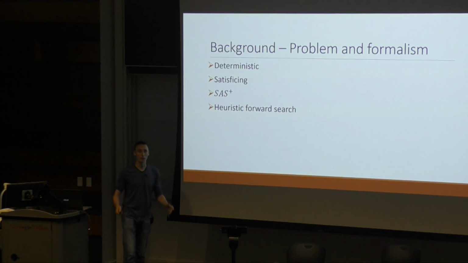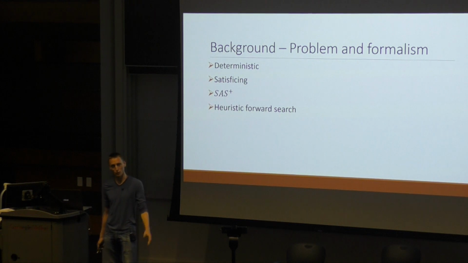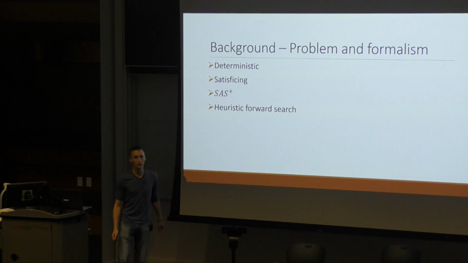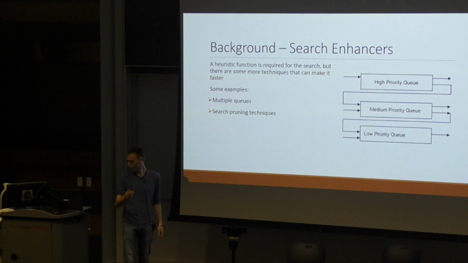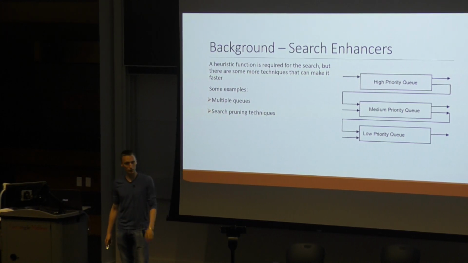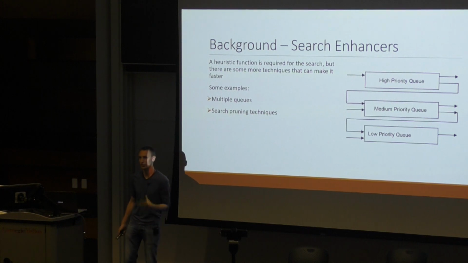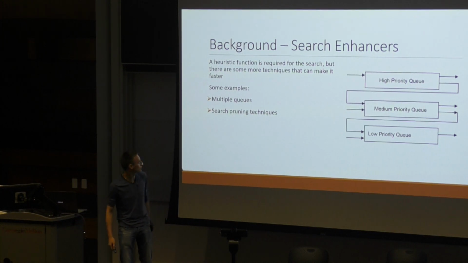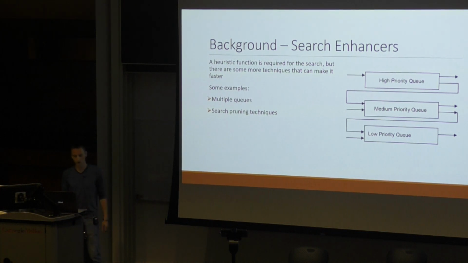First of all, we are talking about deterministic planning, satisficing. We are using the SAS plus formalism. And we are doing heuristic forward search. And because it is a heuristic search, we got to have some good heuristic to do it fast and efficient, right? But there's more things than just heuristic that you can use. So some search enhancers. And I want to talk about a couple of them.